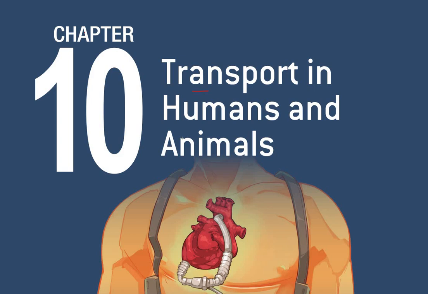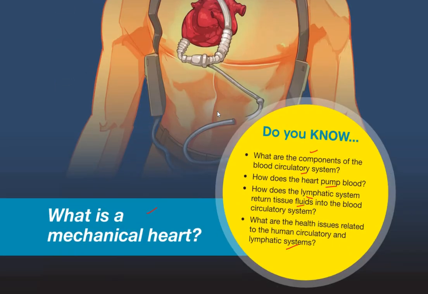Chapter 10, Transport in Humans and Animals. Okay, I think you have learned this chapter in Form 3 about blood circulatory system, right? So for this topic, we are going to learn more about this blood circulatory system, especially the components of the blood circulatory system. I think you still remember heart, right? Blood vessels and blood.